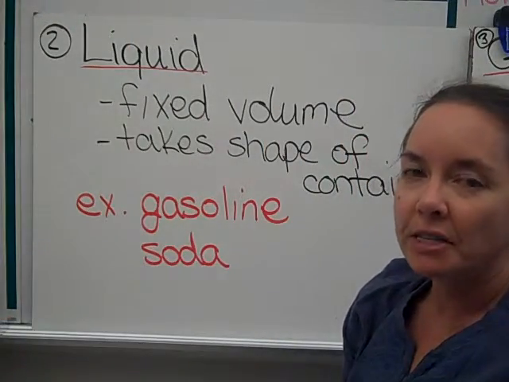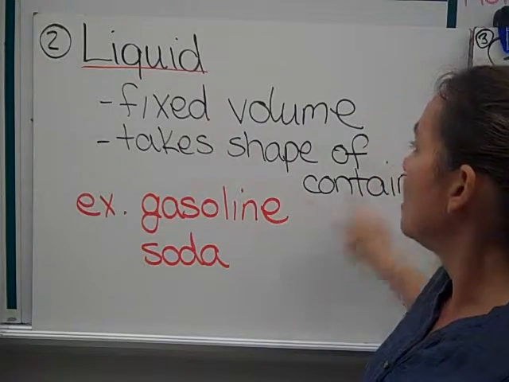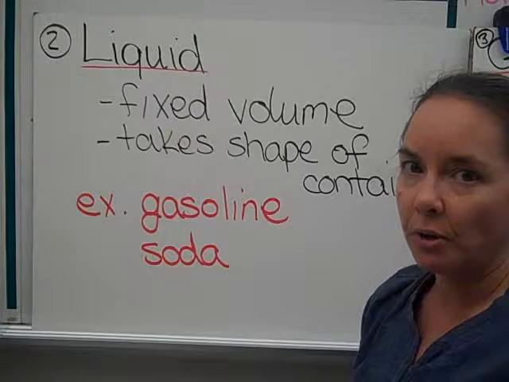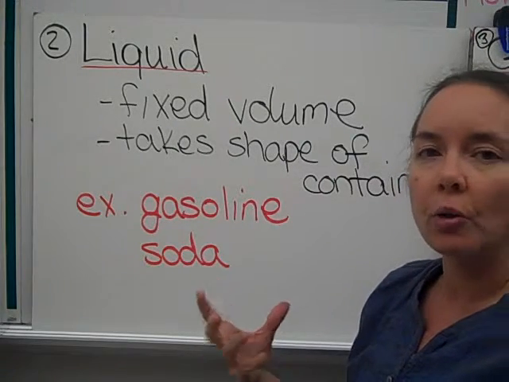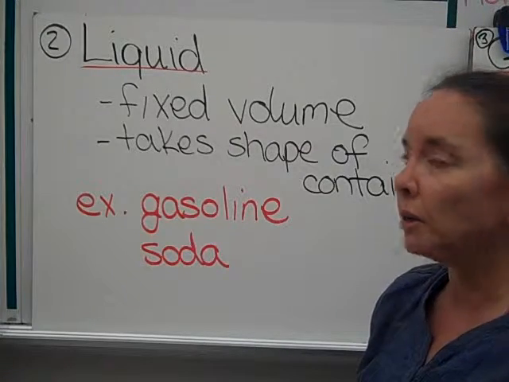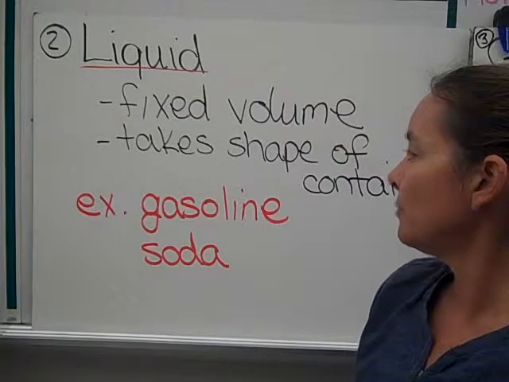The next state of matter is liquid. Liquids have a fixed volume, but it takes the shape of its container, so it does not have a fixed shape. If I have a liter of water and I pour it into a different container, it's still a liter of water, but it will have a new shape depending on what its new container looks like.